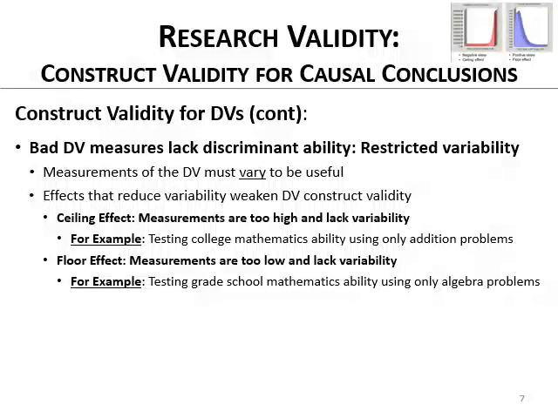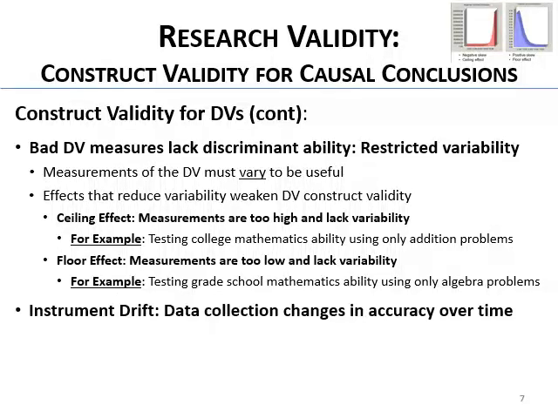So that would be the flip side of the prior example, where you're doing a study with grade school students on their mathematics ability, and you have them all do crazy algebra problems. Everyone's just going to blow it, right? So you're going to end up with a problem with variability and therefore construct validity for your DV. Everyone's going to get a low score. We call that a floor effect.